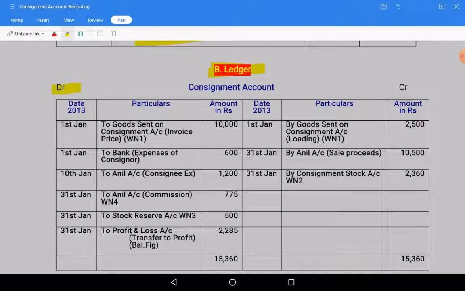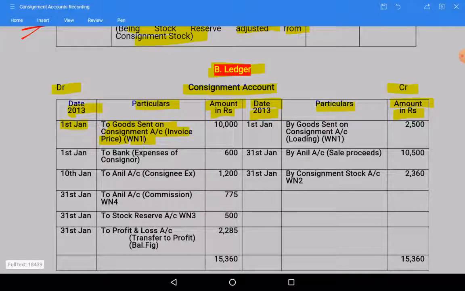So debit side consignment account, credit side date particulars amount, date particulars amount in rupees. We will go date wise. On 1st January, Badri, that is consignor, has sent goods on consignment. So the general entry will be consignment account debit to goods sent on consignment. So debit side, to goods sent on consignment at invoice price. Please keep it in mind, we are going to do the invoice price method.